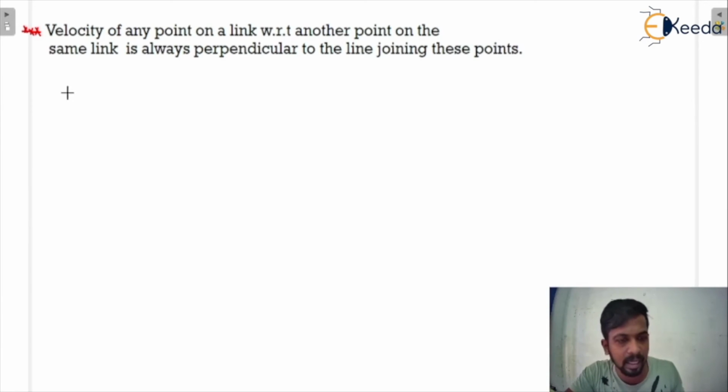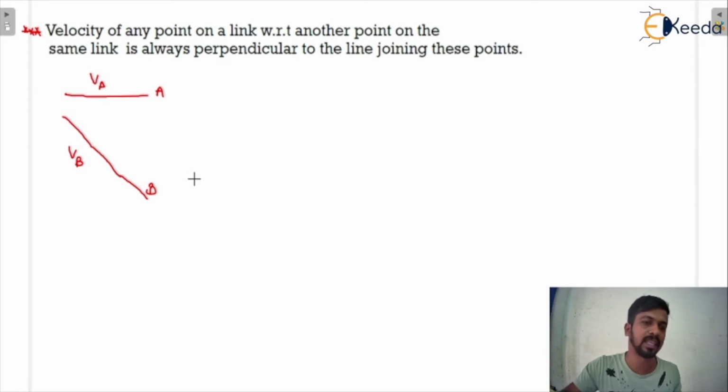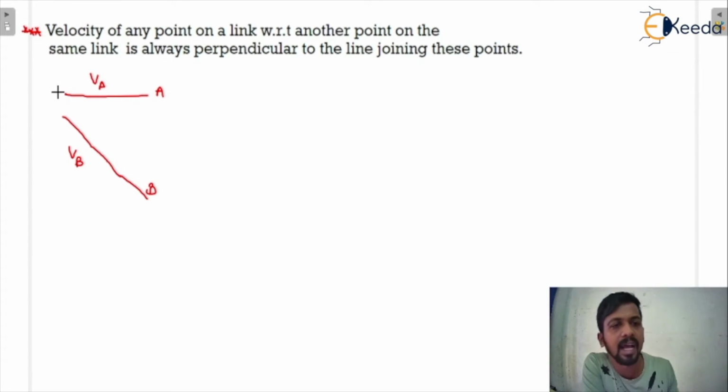So now I am going to consider an example, that is A having the velocity VA. That is another link having the velocity VB in that direction. Now we have to calculate the relative velocity. How can we calculate the relative velocity between A and B? See here, I'm going to assume that they have some reference point, so I'm going to consider the reference point of these two links as O.